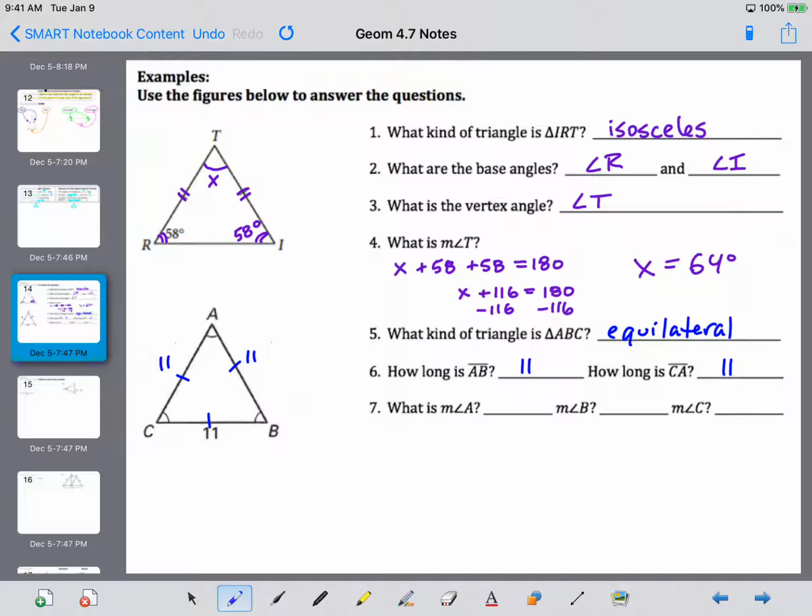And then the last thing is, what are the angle measures in an equilateral triangle? Well, you've got 180 degrees, and if you split it up evenly 3 ways, each of those angles is going to be 60 degrees. So angle A is 60 degrees, angle B is 60 degrees, and angle C is 60 degrees. So all three angles are 60, and you'll notice that those add up to 180.